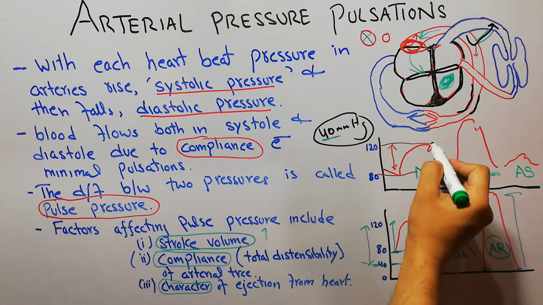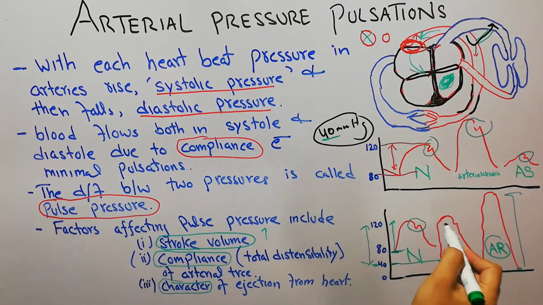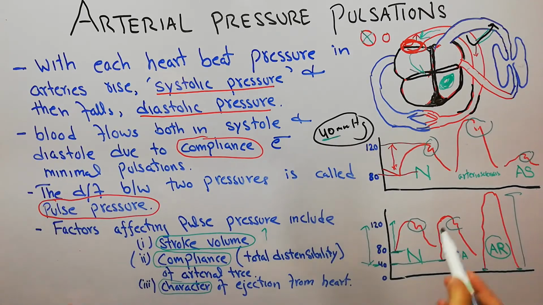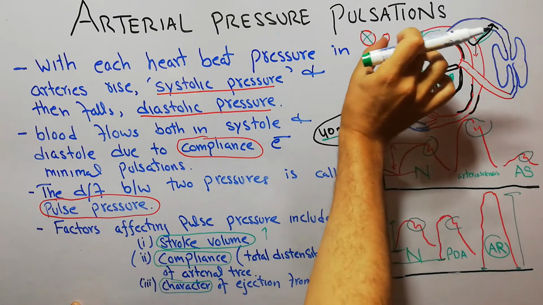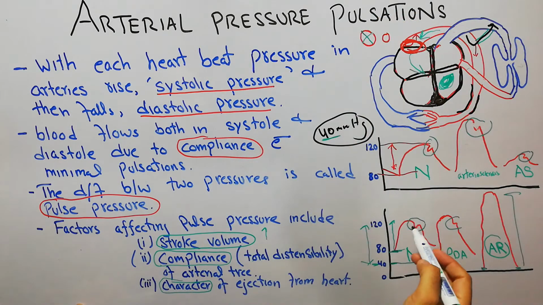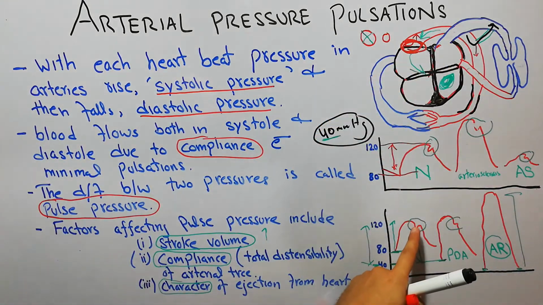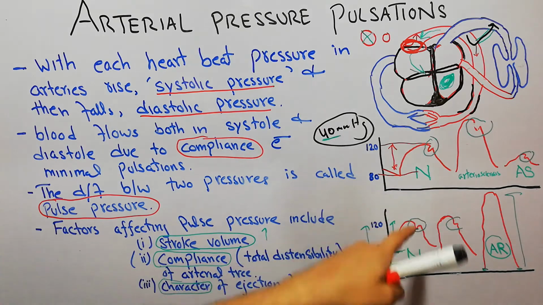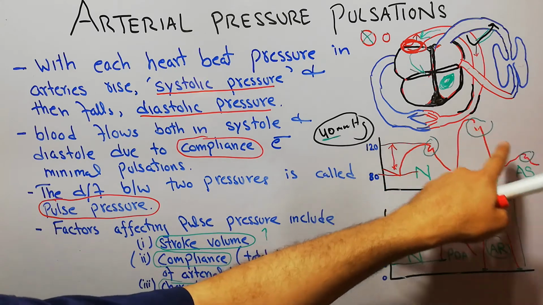Apart from that, this incisura is lost here. The incisura basically shows that when the blood comes back, the aortic valve normally suddenly stops the blood, and when the pressure is decreasing and here it is stopped, suddenly there is an increase in pressure because the valve closes. The aortic valve is normally closed and it prevents the backward flow. So suddenly there is a stop of decrease in pressure, and the pressure suddenly increases and it gives rise to an incisura.